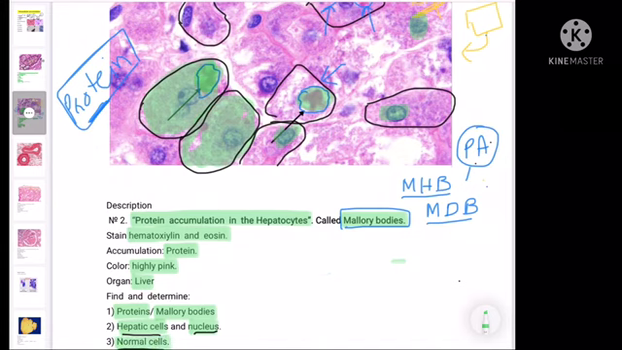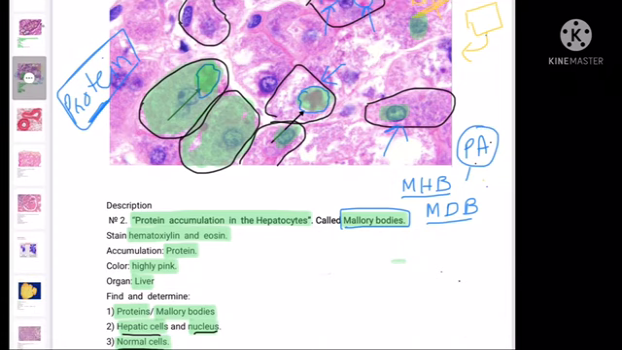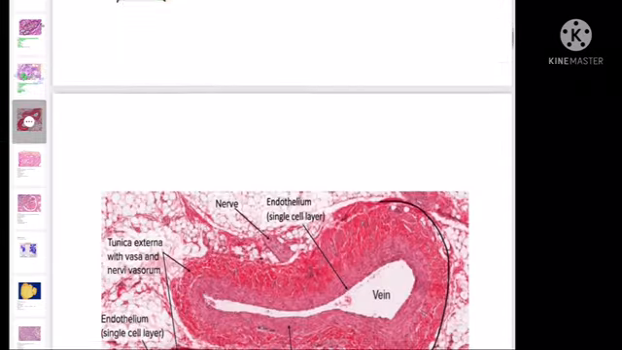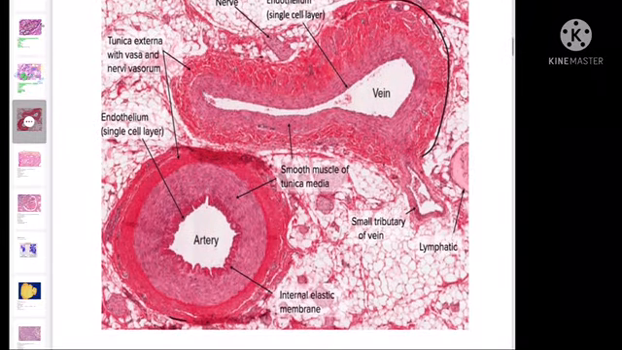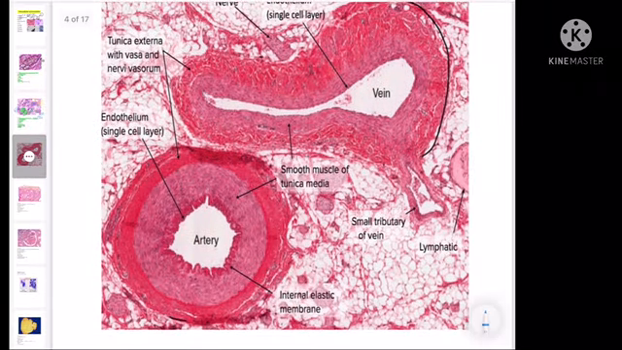And the normal cell. Normal cell here in this image. This one is a normal cell. There is no accumulation, no lipid accumulation, as well as no protein accumulation. So this was about the malaria dung bodies or protein accumulation. The next one is a normal image of blood vessels.